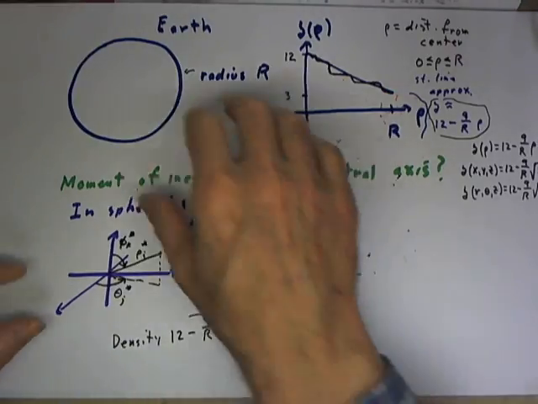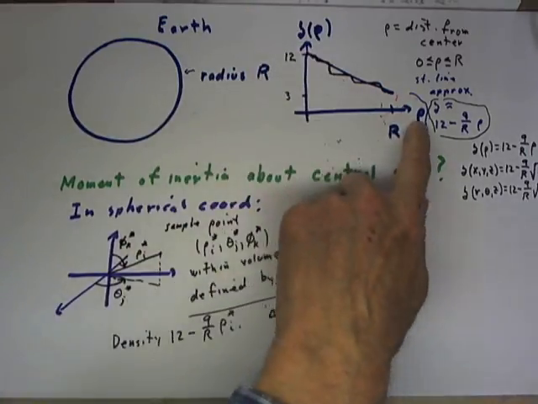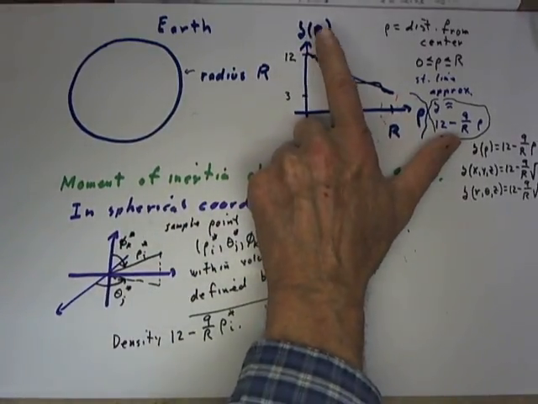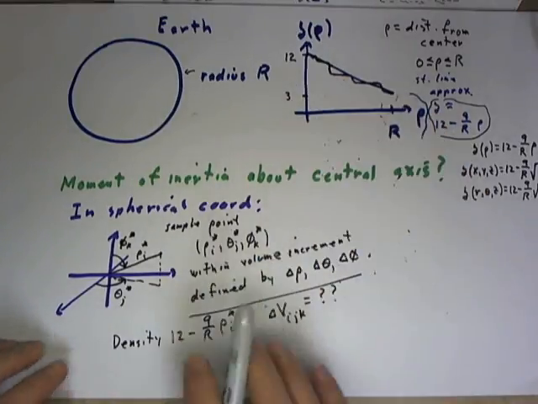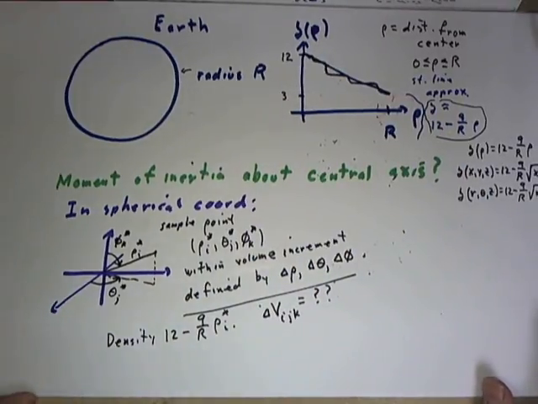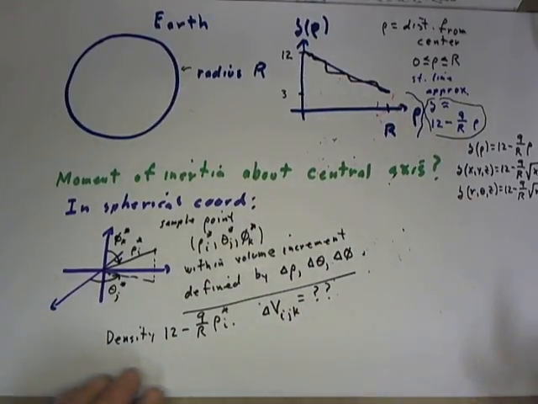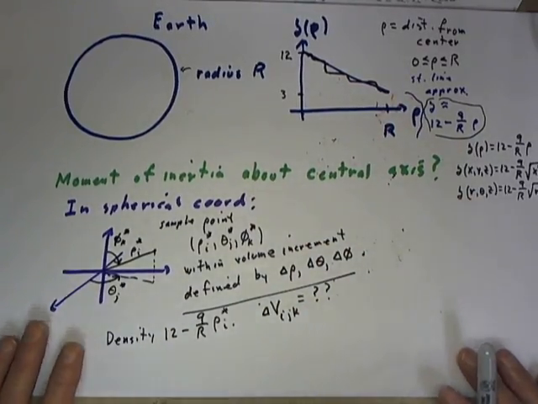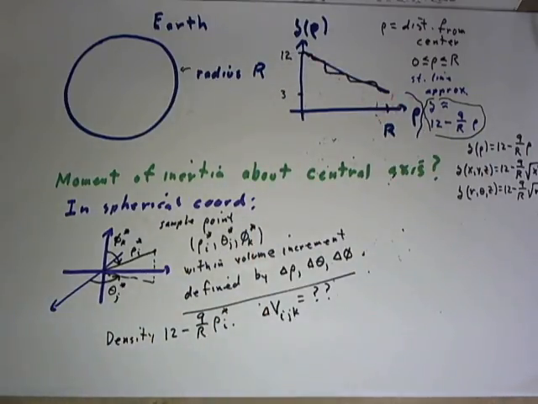We're now equipped to return to our original question. We have the Earth, and we have the density as a function of rho. We've seen why that's what we would expect. Of course, we haven't gone deeply into the geology of the Earth and its formation and so forth, but that's very much related to the actual density function.